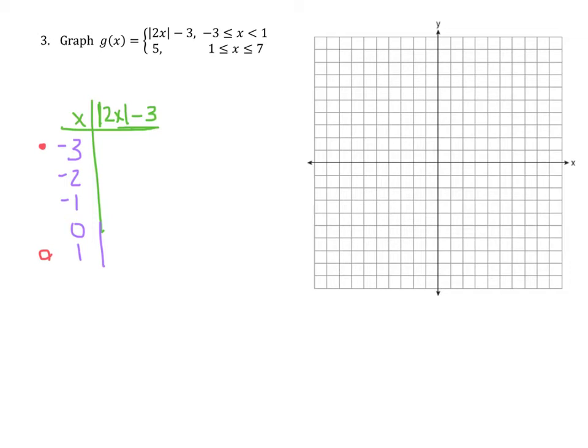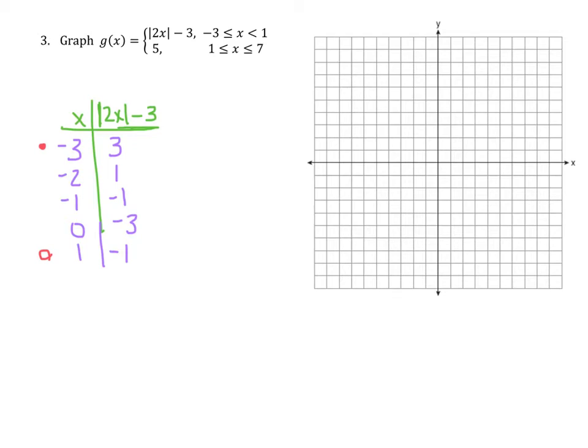Okay, so as I'm looking at my calculator, when x is -3, I have the value 3. When x is -2, I have 1. When x is -1, I have -1. When x is 0, I have -3. And when x is 1, I have -1 again. So that must be where it starts to come back around in its V.